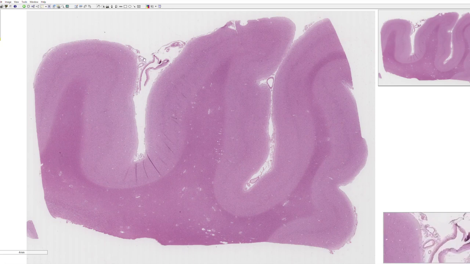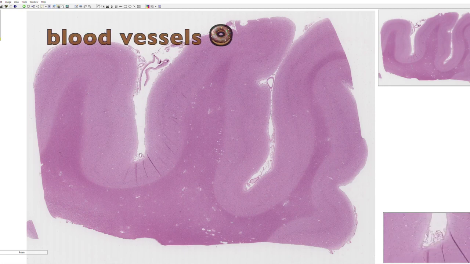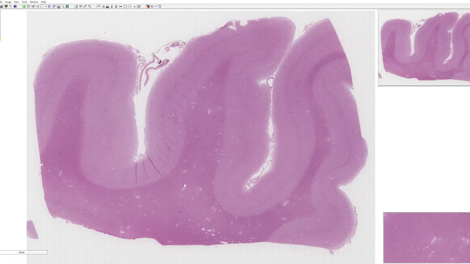And so just be wary that these are not actual real structures. We see these donut-like structures, which are blood vessels found in both the surface of the brain, as well we'll see them also in the inner parts of the neural tissue.